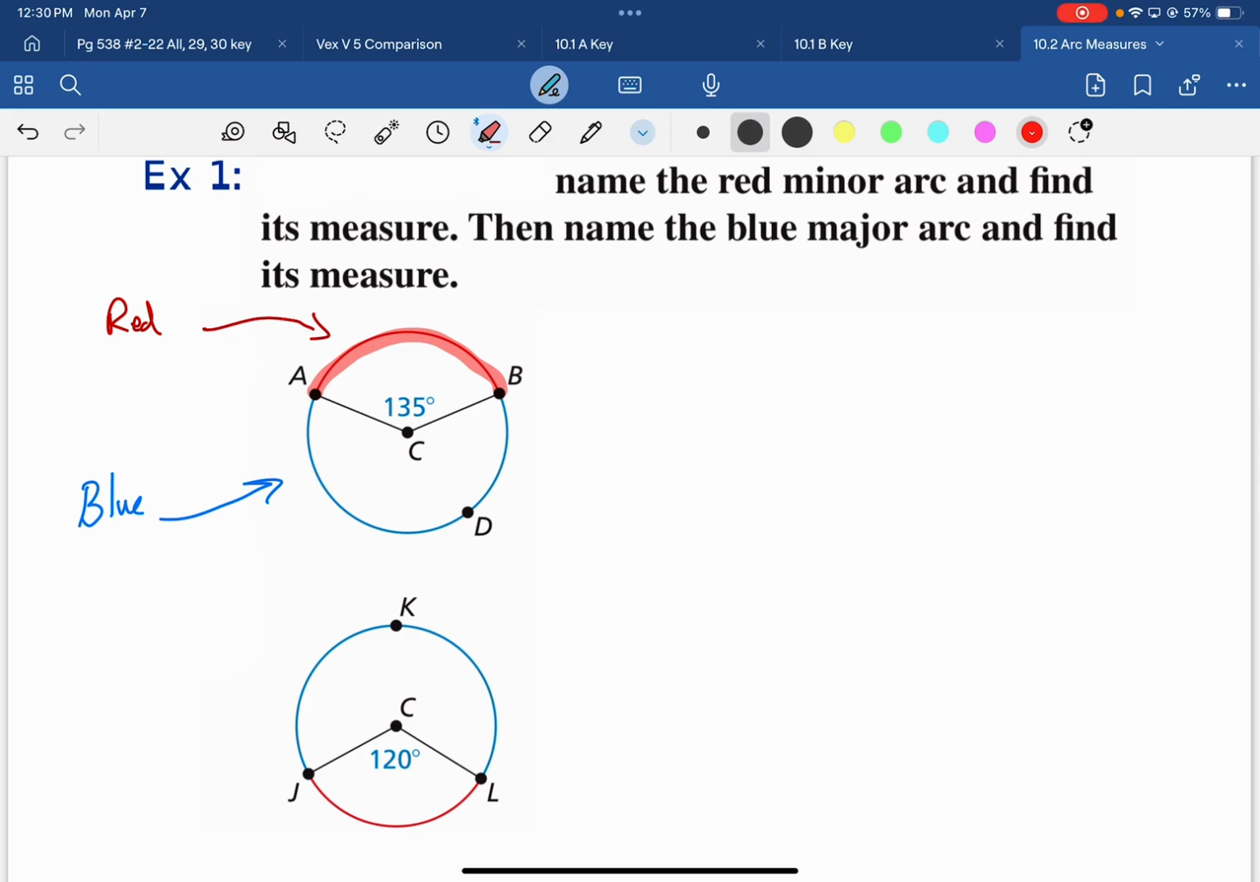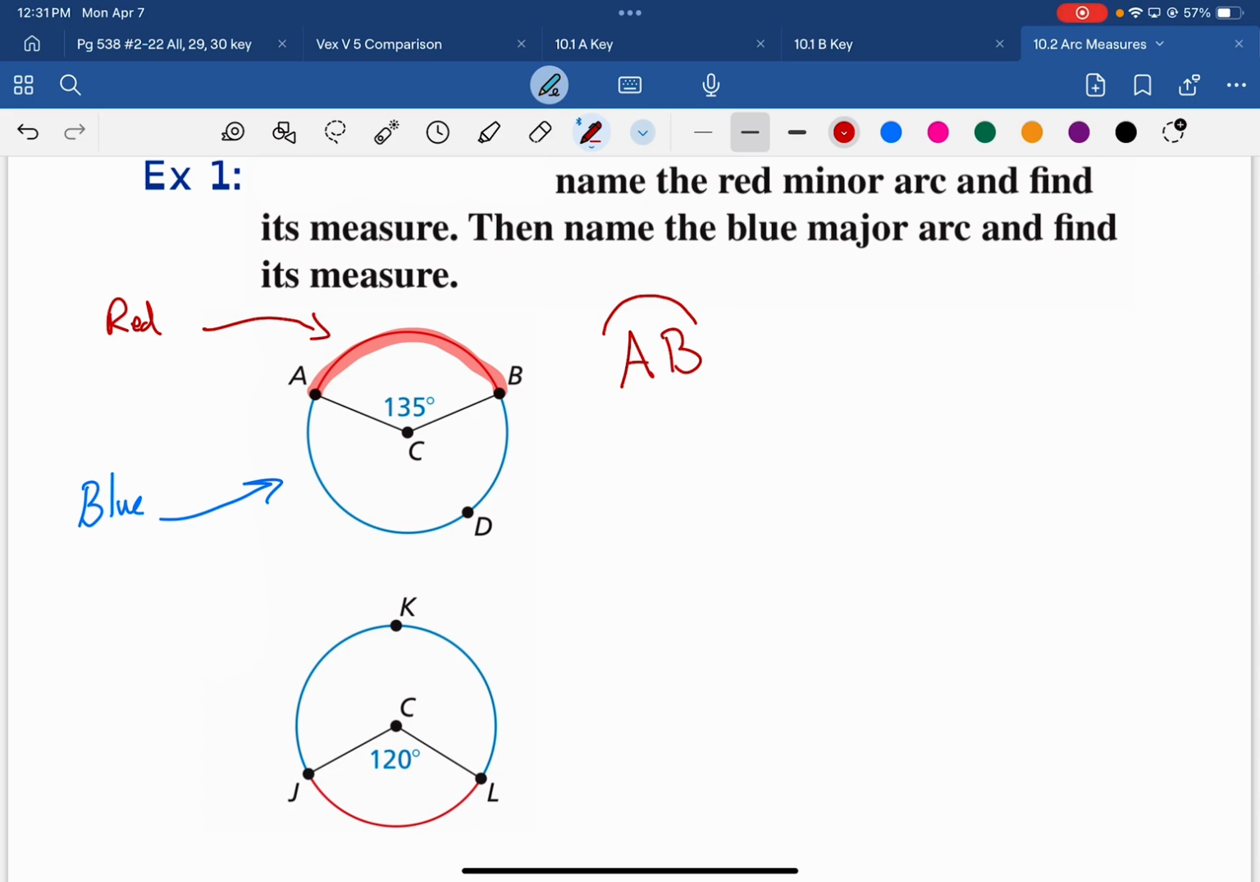And what 2 points did I connect with that arc? A and B. So, my arc's name's going to be AB. And the symbol for arc, wait for it, is an arc. It's on top. Okay. So, like a rainbow is like an arc. So, it's kind of like we got a little arc over our letters there. Okay.